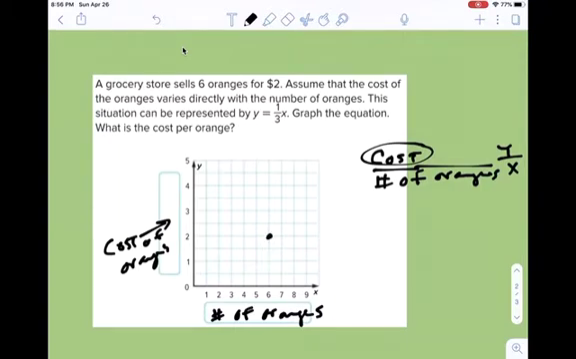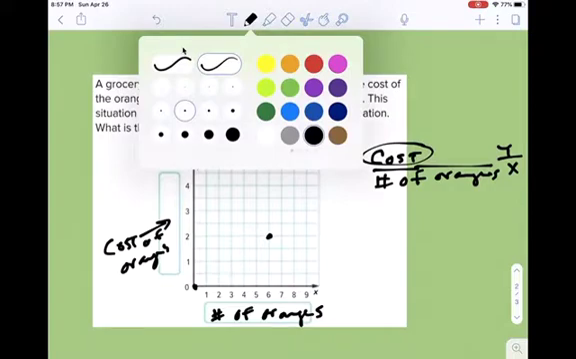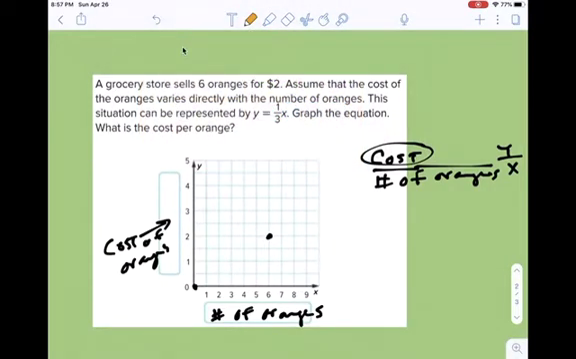This is a direct variation equation. It's proportional, which means it goes through the origin, because if you don't buy any oranges, you're not going to spend any money. All you need to plot a line is 2 points. That's what I love about this. So we take this and make a straight line.